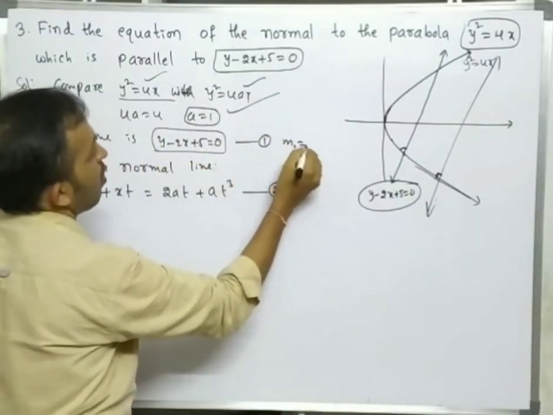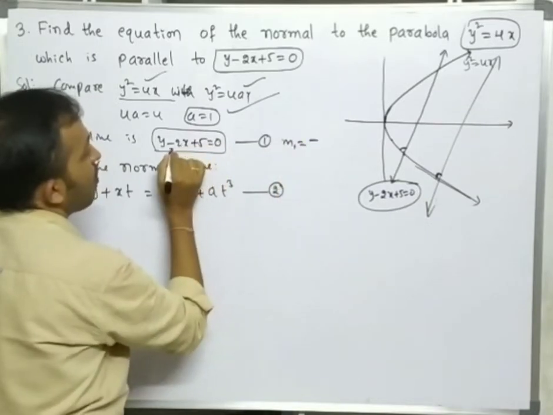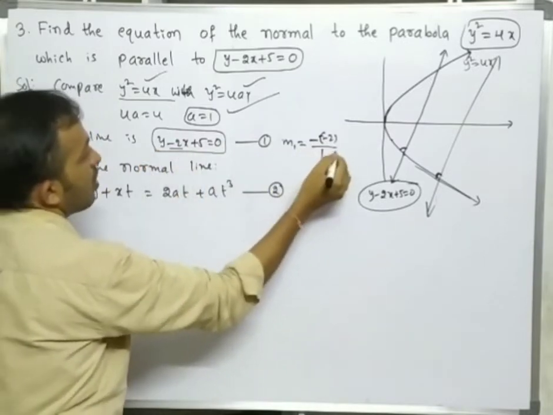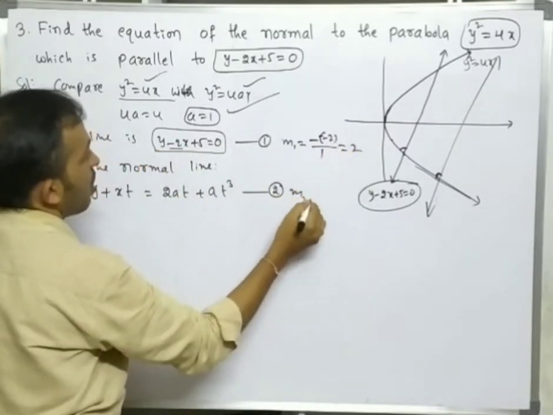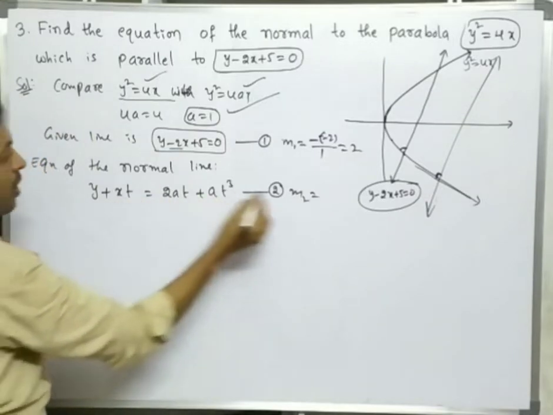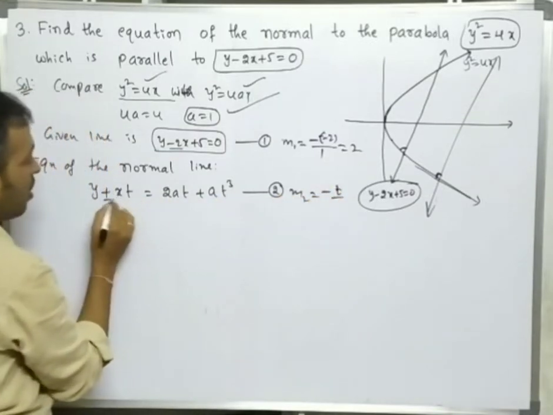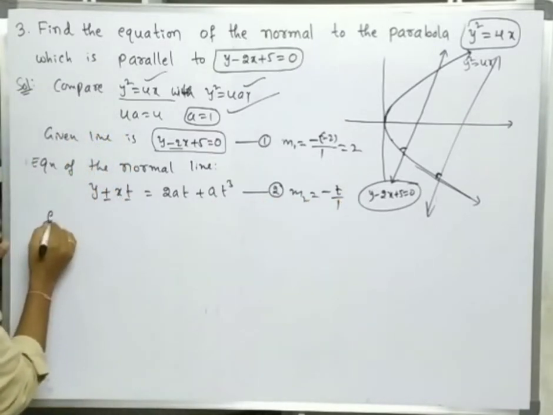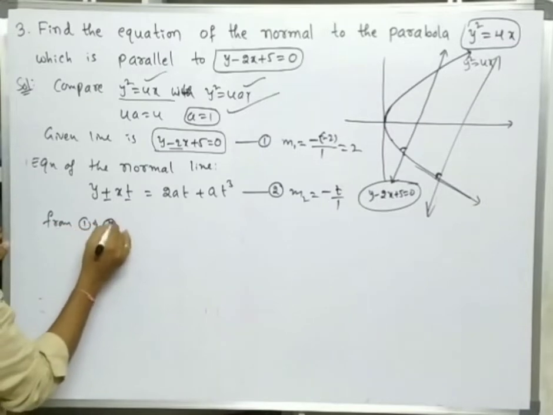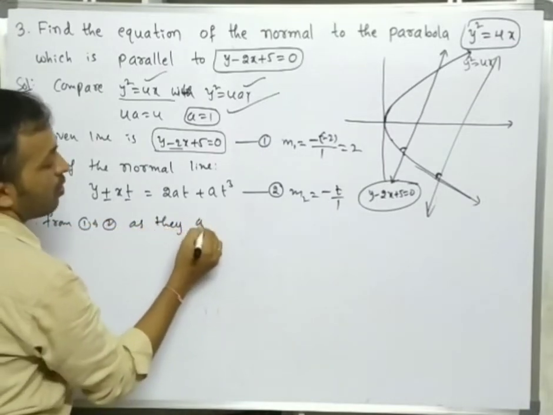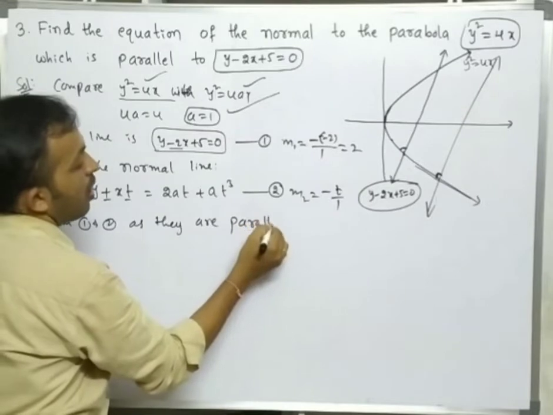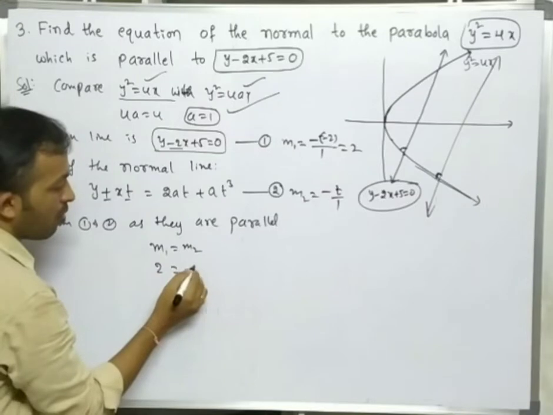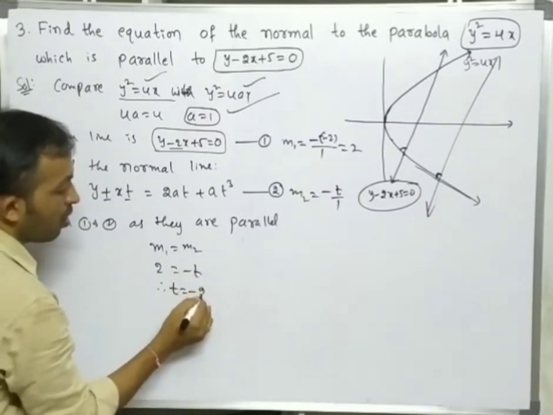What is the slope of this line? Minus x coefficient, that is minus of minus 2, by y coefficient, that is 2. Here, what is the slope of this line? Minus x coefficient, t, by 1. As they are parallel, slopes are equal: m1 is equal to m2. So that means 2 is equal to minus t, therefore t is equal to minus 2.